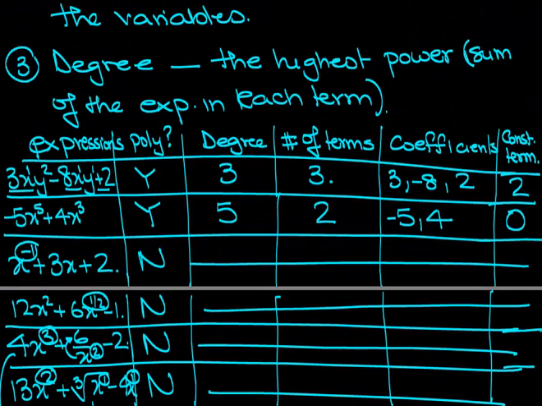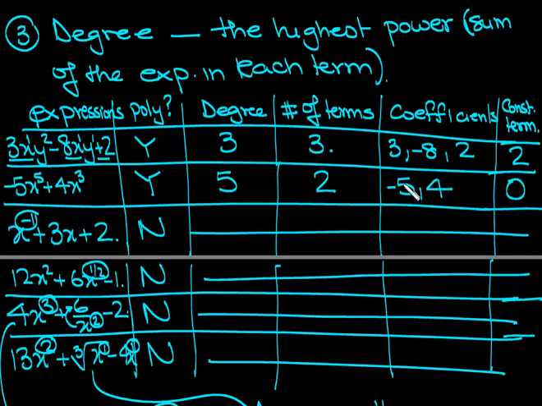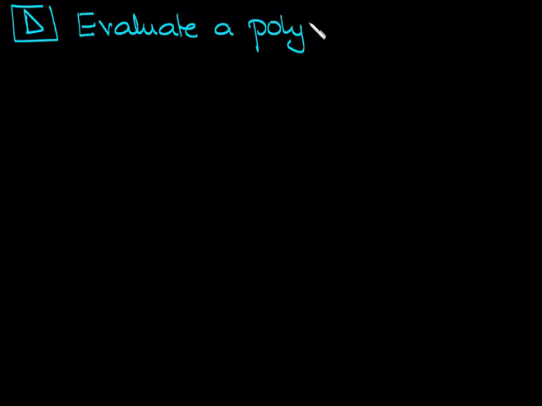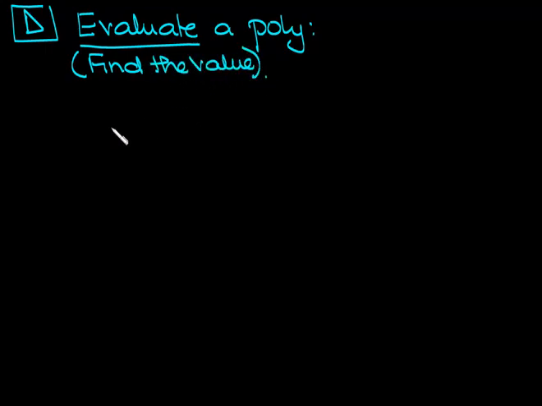So in this list, only 2 of them were polynomials, and we were able to identify some of the things that we talked about. Now that we know what a polynomial is, what can we do with it? Okay, so let's talk about that. So the first thing we can do is evaluate a polynomial. That means we can find the value. Evaluate basically means find the value. Okay, so let's take a look at a couple examples. This is fairly straightforward.